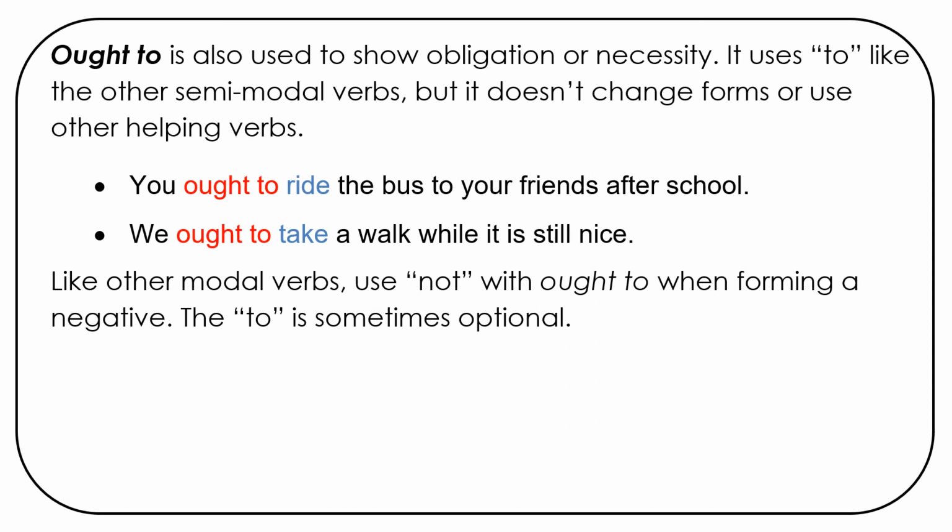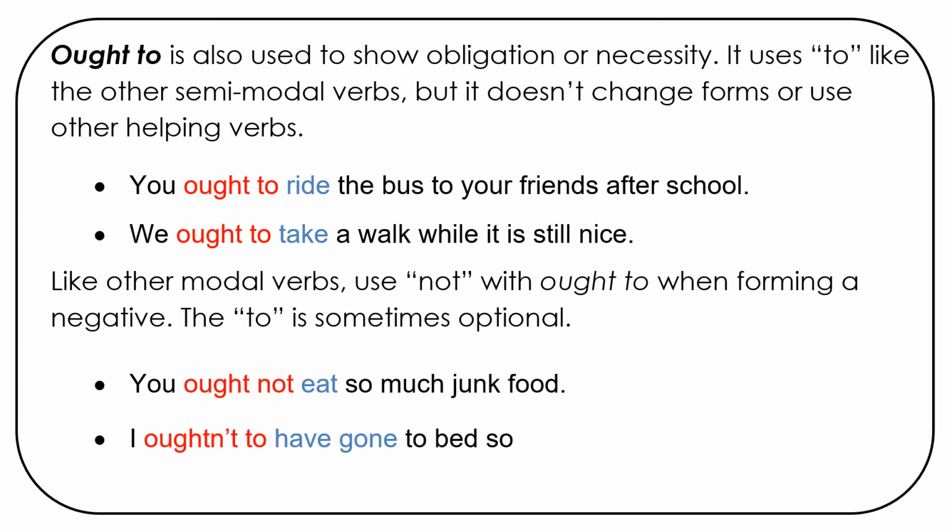Like other modal verbs, use not with ought to when forming a negative. The to is sometimes optional. You ought not eat so much junk food. I oughtn't to have gone to bed so late. And the second one, ought not, is turned into the contraction oughtn't.